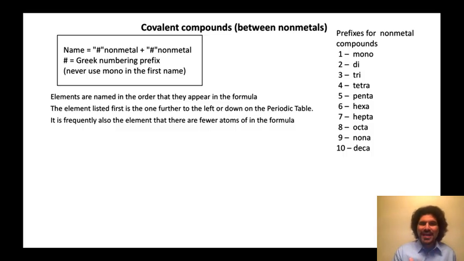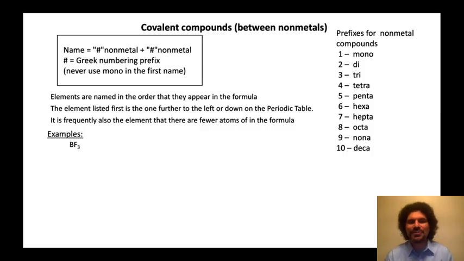And in case you're not familiar with what that convention is, the element listed first is usually the one that's further to the left or down on the periodic table. And it's frequently also the element that there are fewer atoms of in the formula. Okay, so let's get into some examples of what we would do here.